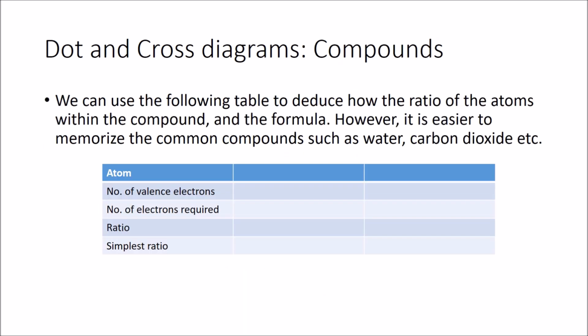So what we have here is actually a technique that we can use to figure out the ratio of the atoms in a compound, and also to find out the formula. However, for certain common compounds in the N-level syllabus, it is actually easier for you to simply memorize the formula and then apply what we have learned.